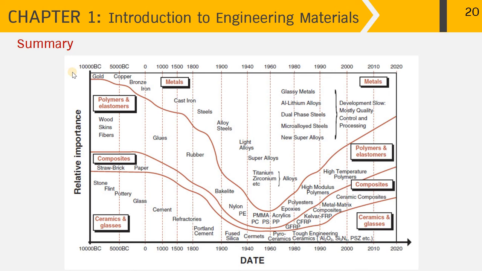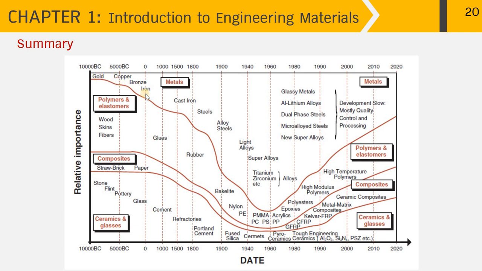And for summary, this graph will give you some idea about how materials have been selected from the days before the century throughout the 20th century. And the y-axis shows the relative importance of four different types of materials: metal, polymer, composite, and ceramics. So in the past, people relied on wood, skin, and fiber as the polymer materials, and also for ceramic, such as stone for weapons and food. A small amount of metal was used, gold and copper, as ornaments.